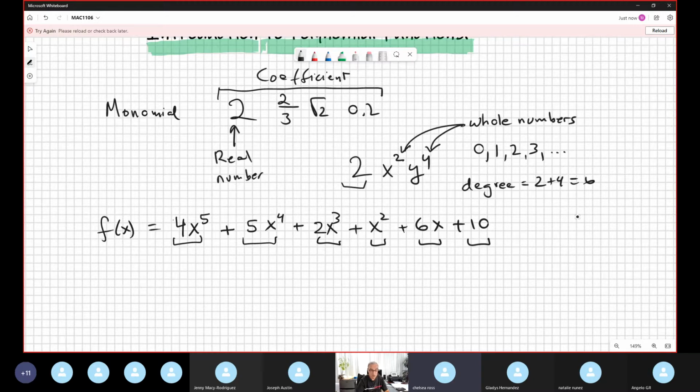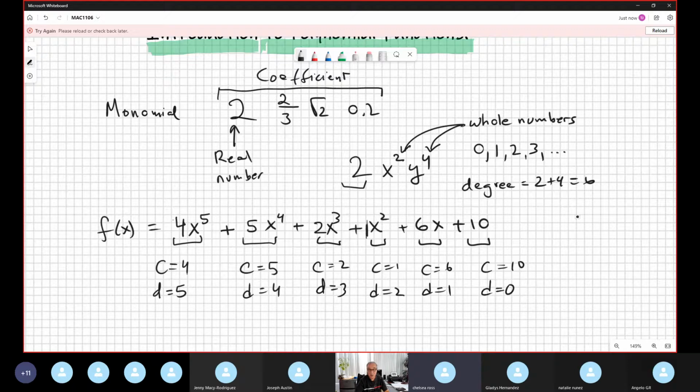So it's obviously a collection of different monomials. The coefficient of this monomial is 4 and the degree is 5. The coefficient of this monomial is 5 and the degree is 4. Coefficient is 2, degree is 3. Coefficient is 1, you see the invisible 1 here? And degree 2. 6x: coefficient is 6, degree is 1, because it's linear. And the last one, coefficient is 8 and degree is 0, because we suppose it's x to the 0, and x to the 0 is 1. So when you see one number alone without a variable, the degree is 0.